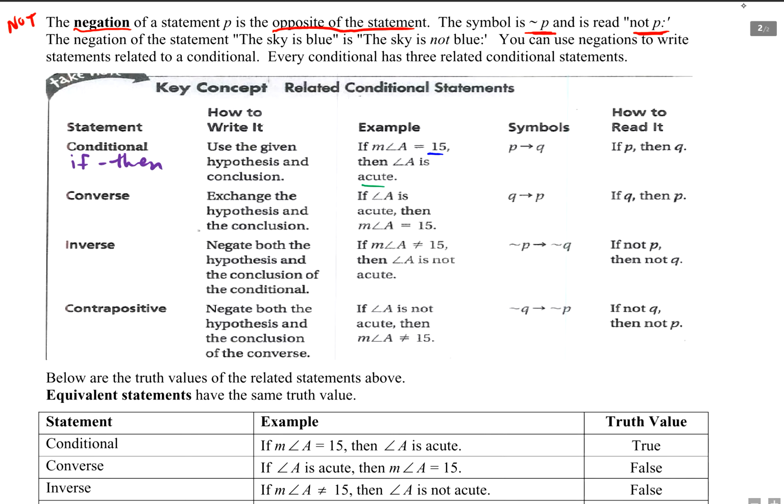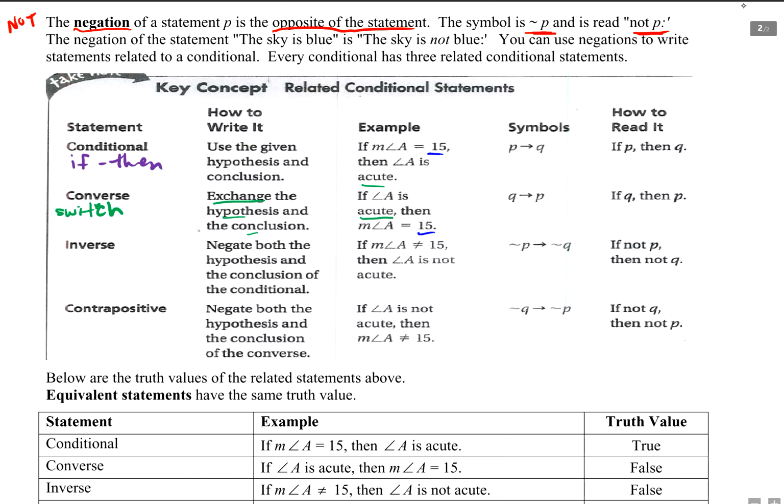Next is a converse. And in a converse, we just exchange the hypothesis and conclusion. So we switch our hypothesis and conclusion. So let's look here. If angle A is acute, there's our acute, then the measure of angle A is 15 degrees. Okay, do you see that we just switched our hypothesis and conclusion? Now you should be thinking about that and going, that's not necessarily true. We'll get to that.